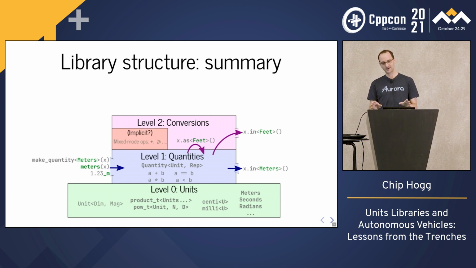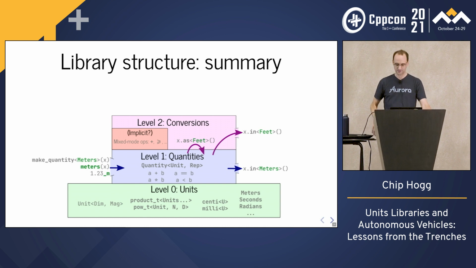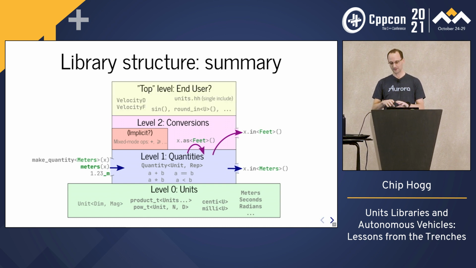We also saw there's this kind of optional part to layer 2, which is the implicit conversions. This can reduce friction for mixed unit comparison, addition, etc. Though there are some trade-offs here that we're going to get into, and not every library permits this part. Finally, there's this optional top-level layer that you can put on the library to tailor it for your project. So, lots of design choices here.